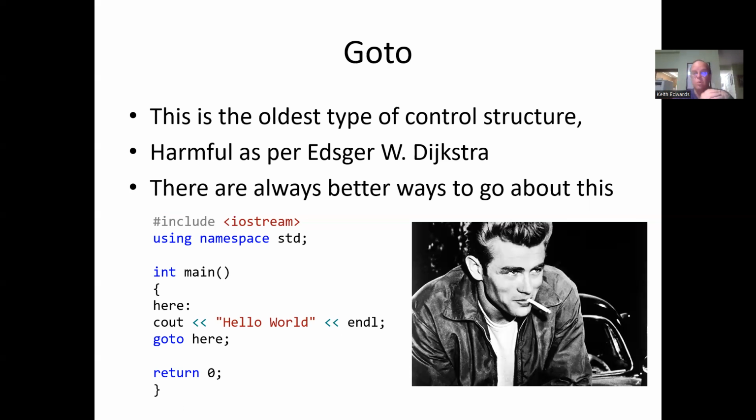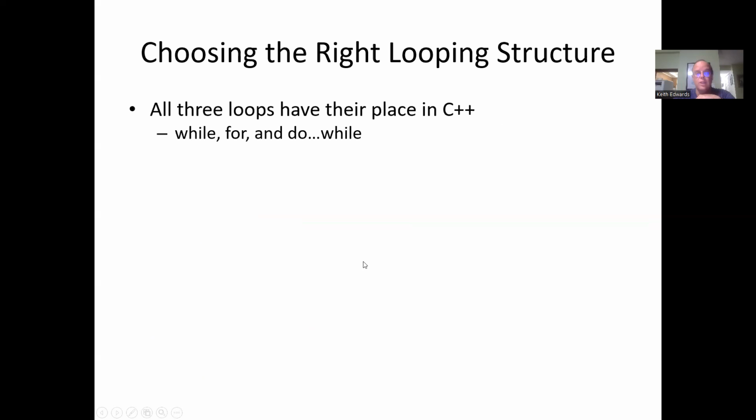Again, there's always a better way to do things than goto, and Dijkstra was right on this. But again, if you're looking at old code, particularly assembly, you're going to see a lot of jumps and things that mimic the goto. So be aware of what this is and that you may find it when you go through some old code.